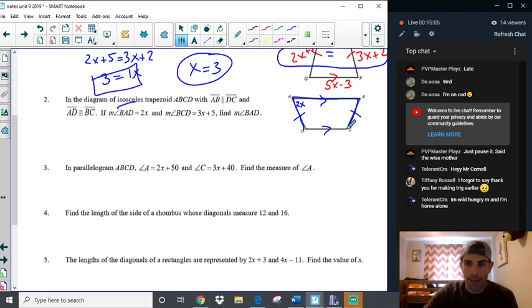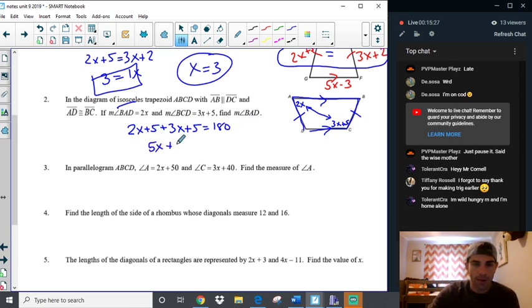And then BCD is 3x plus 5. So here's 3x plus 5. So now, again, we're opposite of each other. So we know that opposite angles are going to be equal to 180 degrees. Okay. Do some math. 2x plus 3x is 5x. 5 plus 5 is 10, equals 180. Move the 10 to the other side. So that's going to be 5x plus 10 is equal to 170.